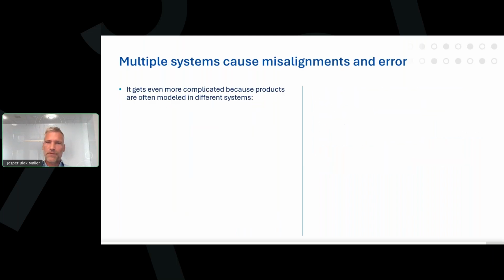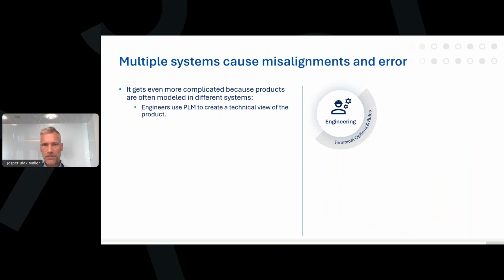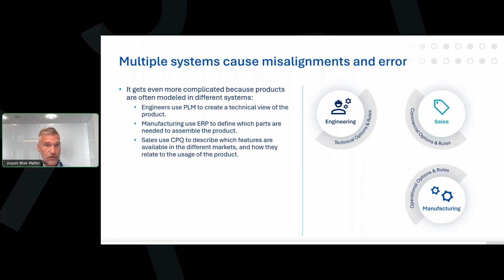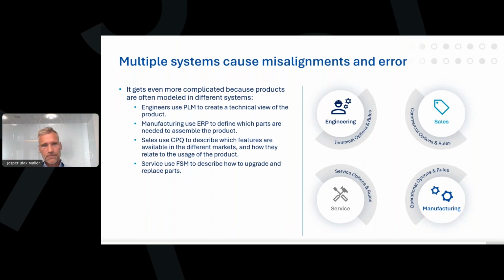And it gets even more complicated because often products are modeled in different systems. Engineers use PLM to create a technical view of the product. Manufacturing use ERP to define which parts are needed to assemble the product. Sales use CPQ to describe which features are available in the different markets and how they relate to the usage of the product. And the service team wants to describe how you can upgrade and replace parts in the product when serviced. So when you have multiple definitions of the same model in different systems, there is a high risk of misalignments and errors.